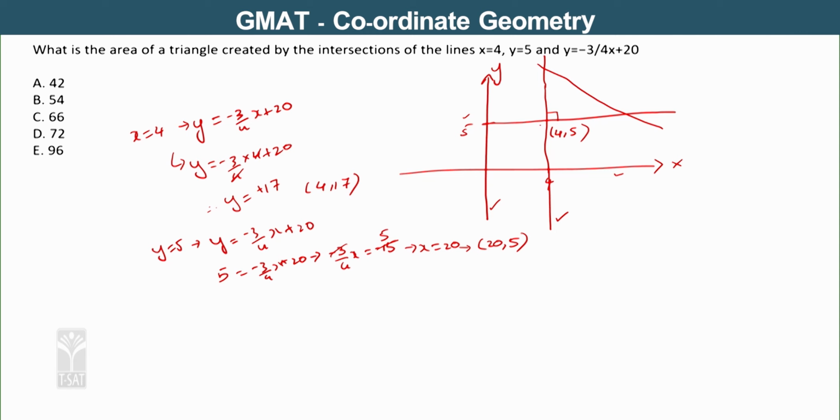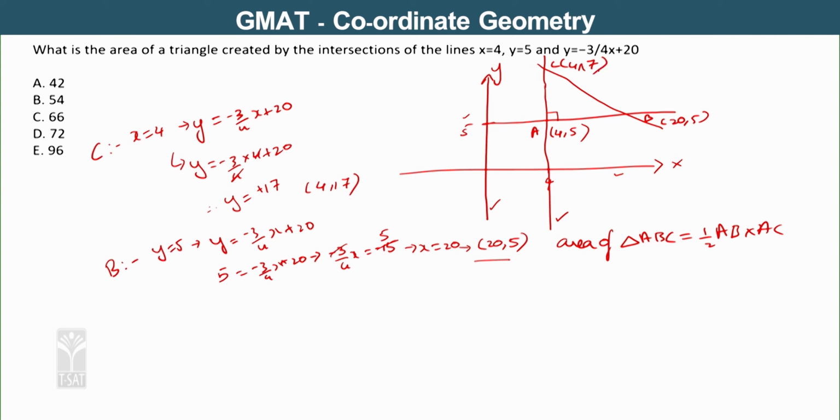So, if we label these as points A, B and C, the area of triangle ABC, created by the intersection of these lines, will be equal to half of AB into AC. So, AB is nothing but, let us see which one was point B. It was the intersection of y is equal to 5 and this line. No, this point is point C, sorry. So, point B is 20 comma 5 and point C is 4 comma 17.